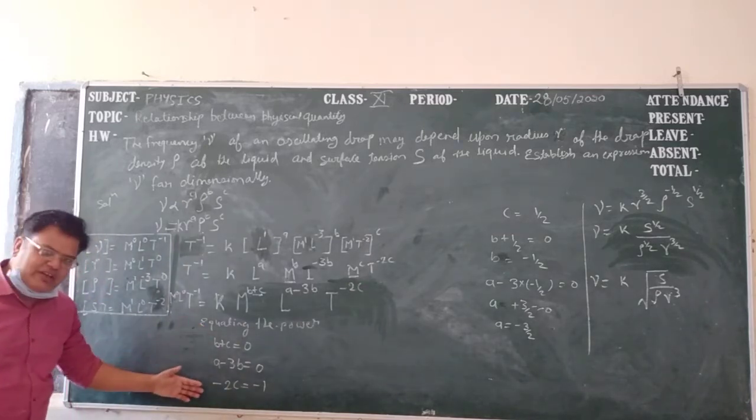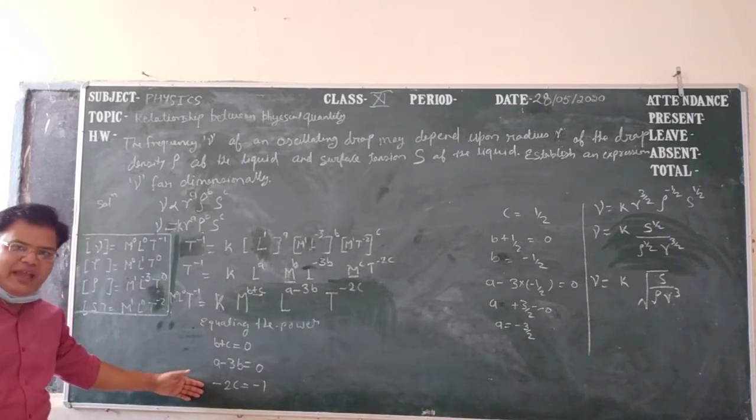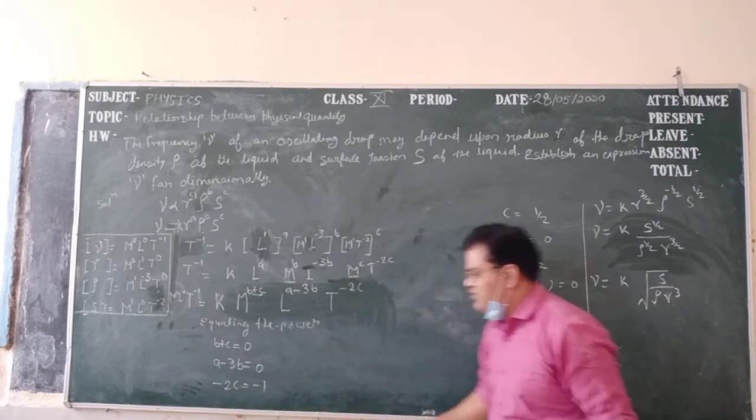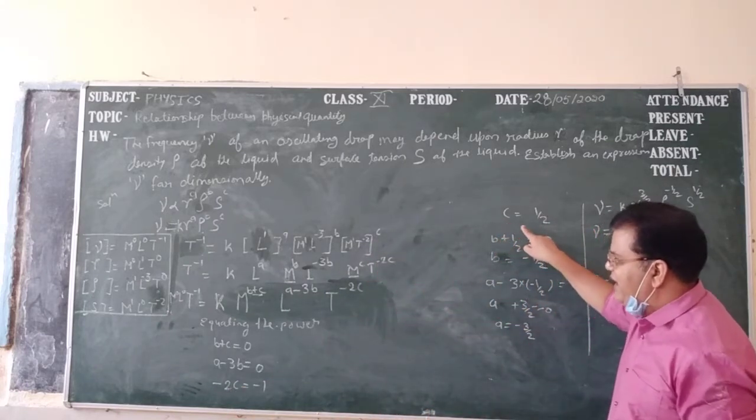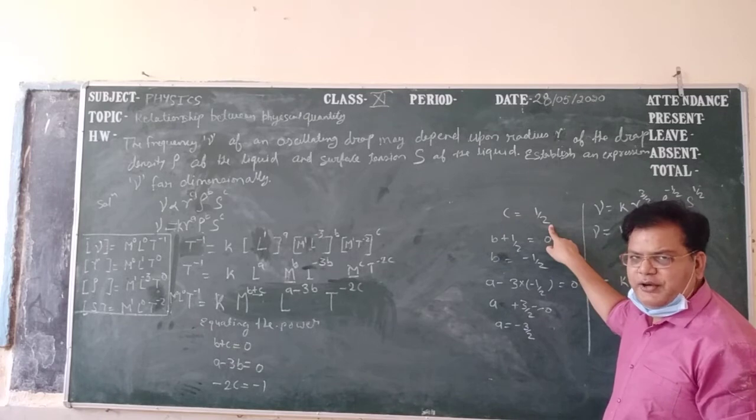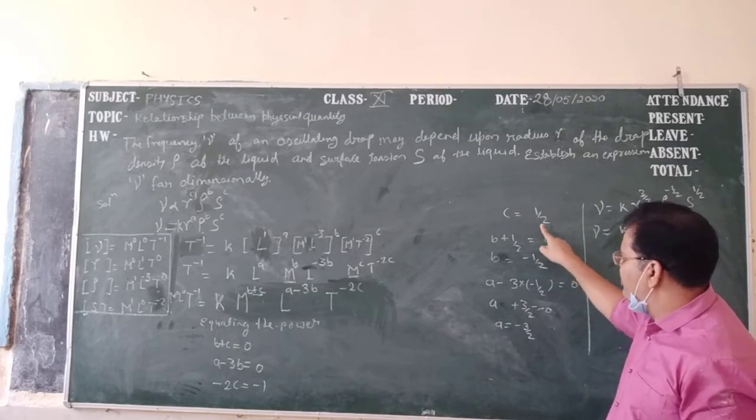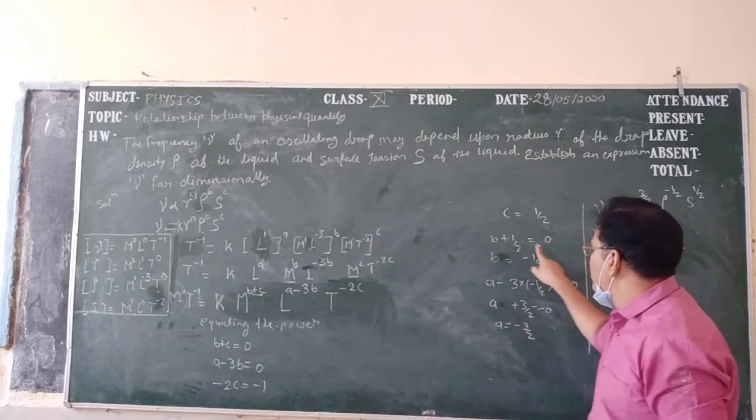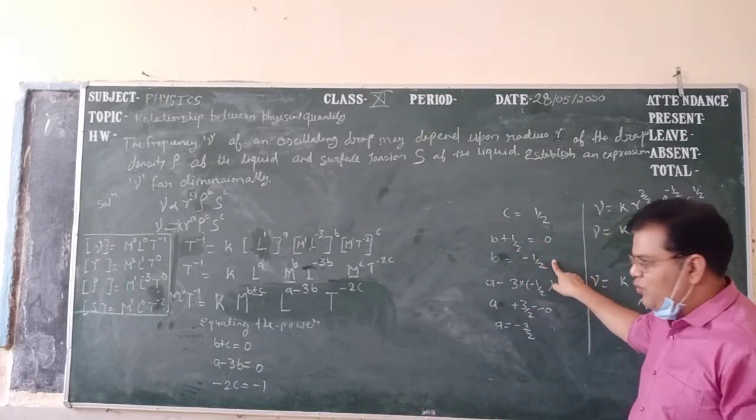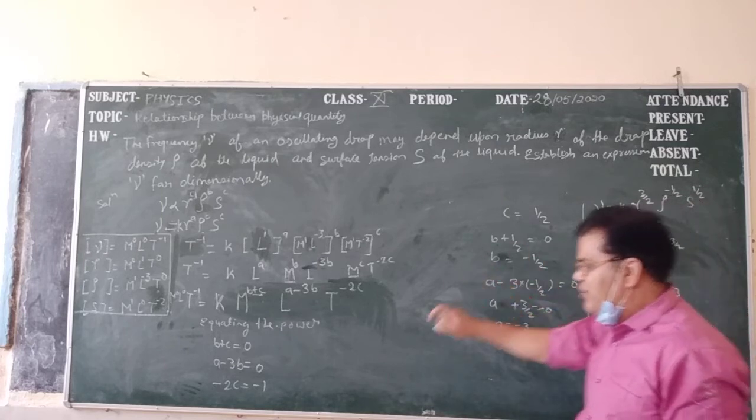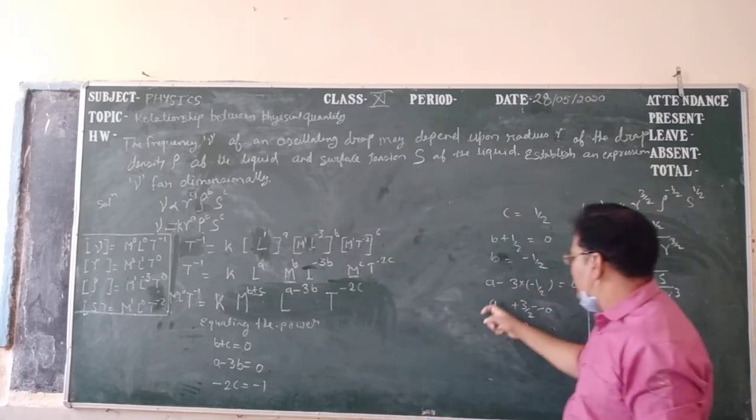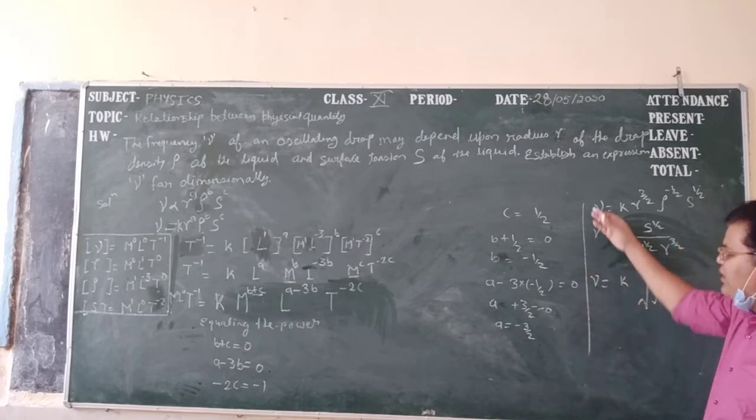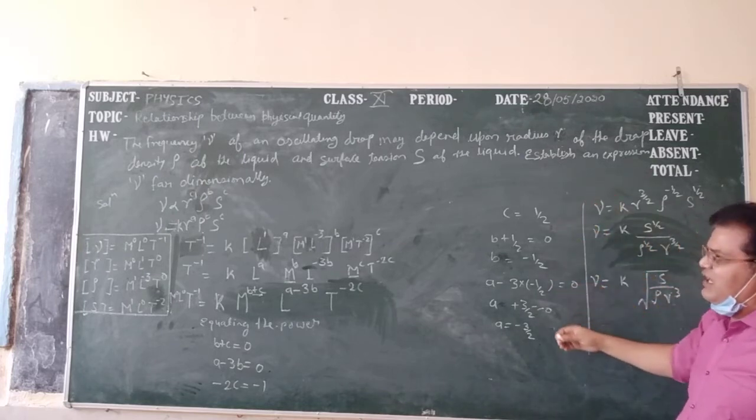From these three equations, we can find the values of a, b and c. From the last equation, minus 2c equals minus 1, we easily find c equals 1 by 2. Put the value of c in the first equation, b plus c equals 0, then b equals minus 1 by 2. Put the value of b in the second equation, and we find a equals minus 3 by 2.